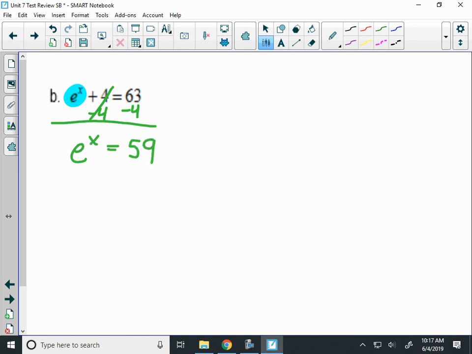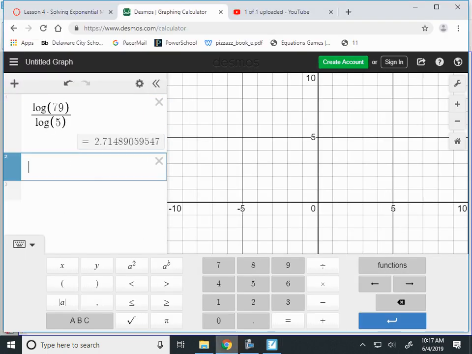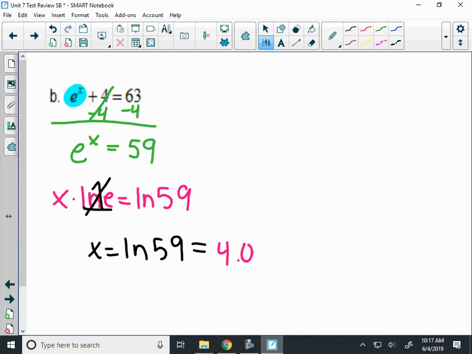Now, instead of the common log, I'm going to take the natural log because I have a base e. The x still will come out in front, but I'm going to use the natural log this time. And the reason is because, remember, natural log of e equals 1. So if I divide it by 1, it doesn't change the value. So all I have to type in is natural log of 59. I'll just do that right underneath here. I have the natural log of 59, and that's 4.078. And that's the answer. That's the value of x.